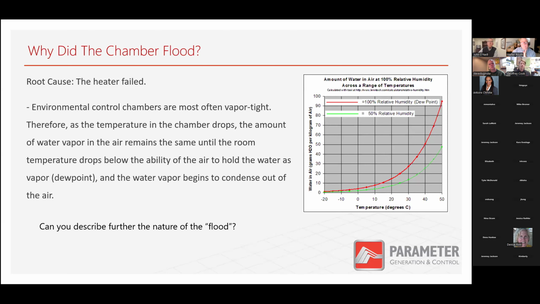So therefore, as the temperature drops in that vapor tight atmosphere and chamber, the amount of water vapor that's in the air remains the same until the room temperature drops below the ability of that air to hold the water as vapor. That is the dew point of the temperature and saturation of the air. And that water vapor actually begins to condense out of the air. So it's sort of like rain. It's sort of like a storm of just dew point and water condensing on everything inside the chamber.